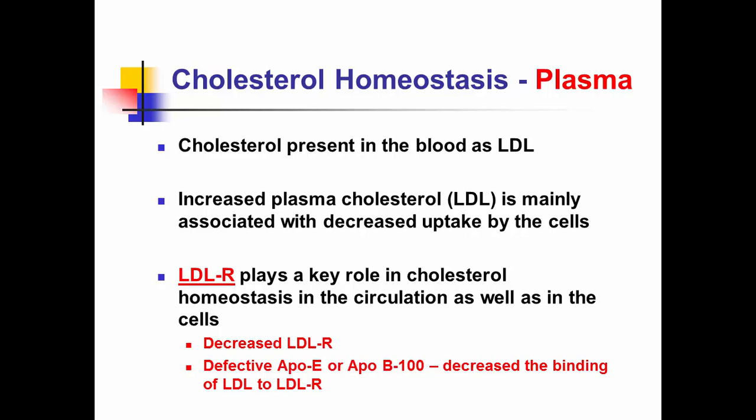So increased plasma LDL cholesterol is mainly associated with decreased uptake by the cell. In other words, if we have higher levels of LDL cholesterol in the blood, then most likely our body has some problem and cannot efficiently take up the LDL from the circulation into the cell, right? So something is wrong with the receptors. Remember, the LDL receptor is very important, controlling uptake of LDL from circulation into the cells.